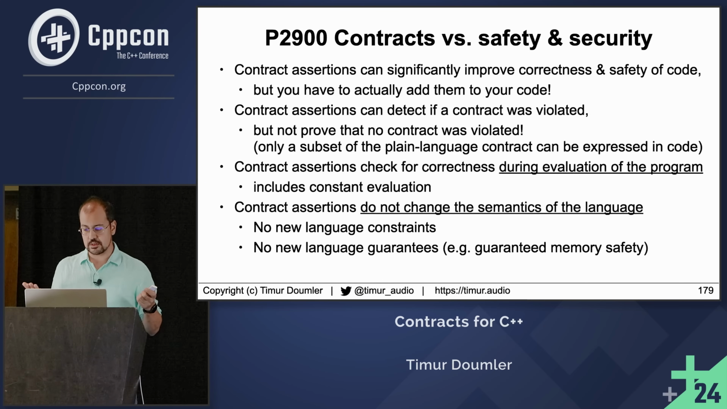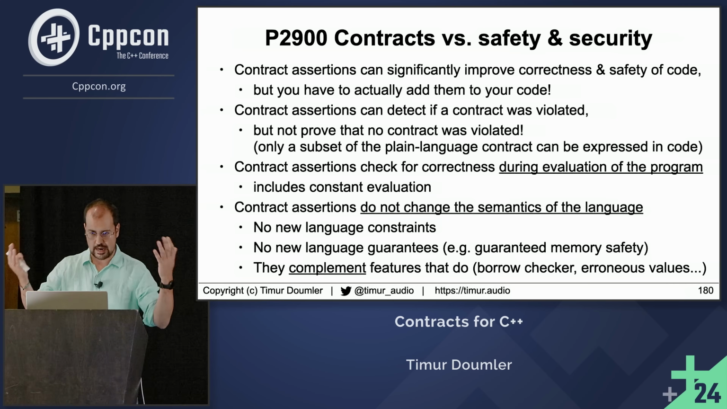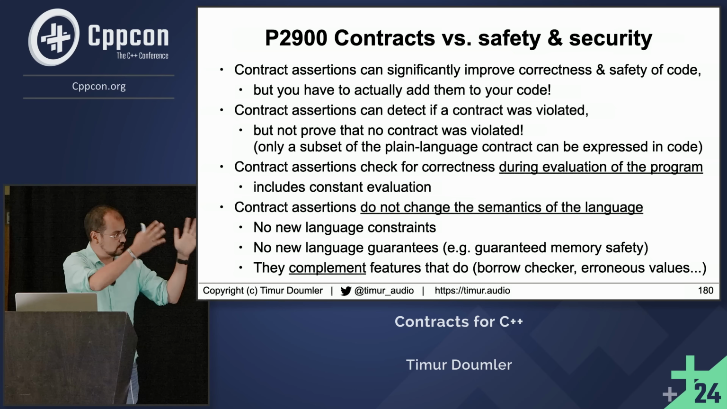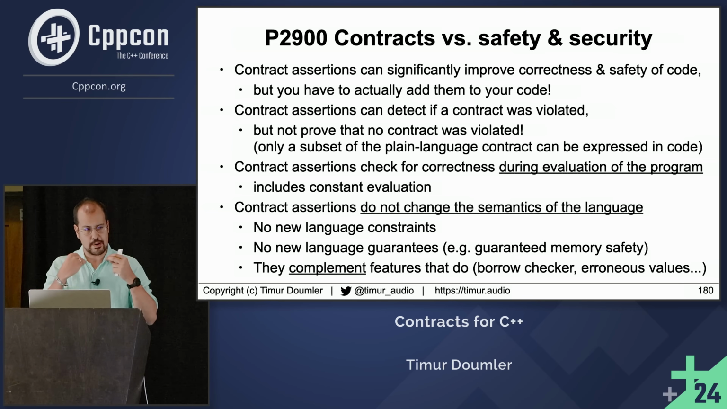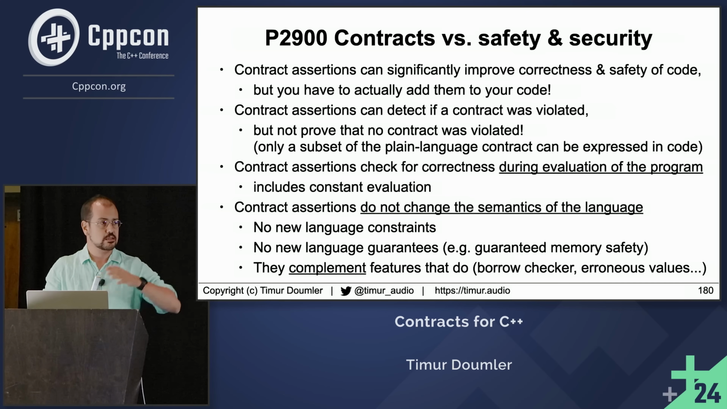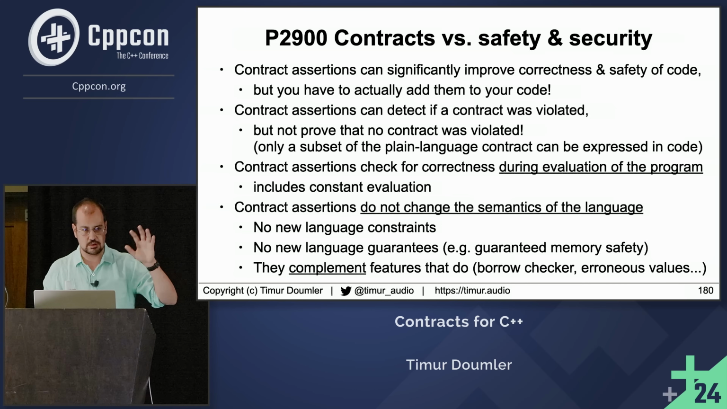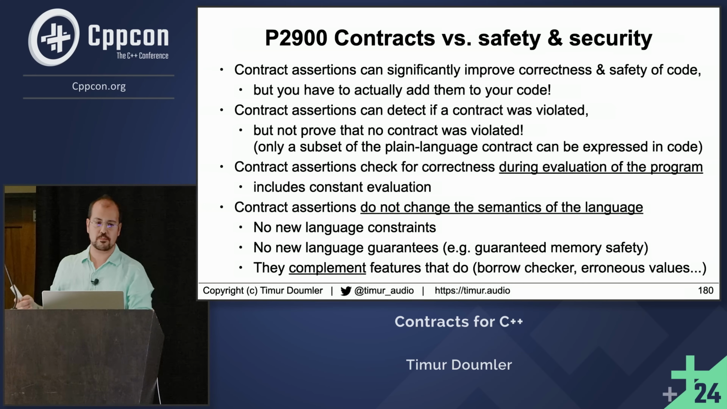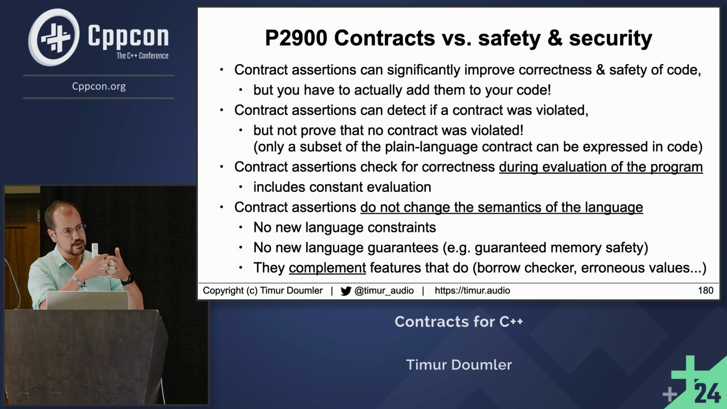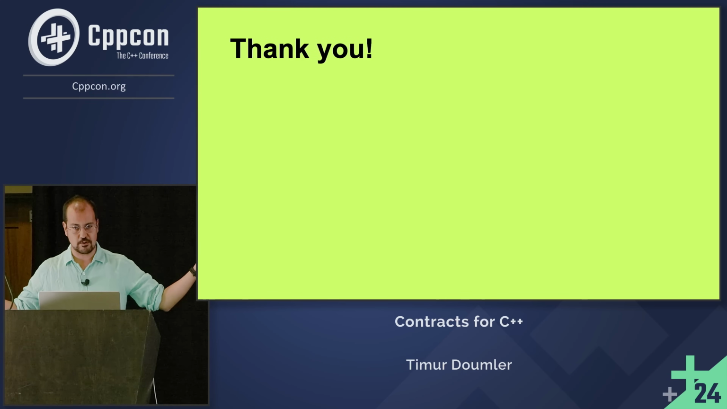But there are other approaches. How we get there, we talked about in other sessions this week. There is work to add a borrow checker to C++. There's erroneous values, which are no longer undefined behavior. All of the stuff that changes the semantics of the language and adds new guarantees to the language. Contracts don't do that, but they complement those features, because everything that those new features didn't catch, you can then catch when you actually run your program with contracts. So it's a complementary feature to this other stuff. I think this is the purpose of contracts, and I hope you found that helpful and interesting, and thank you very much for listening.